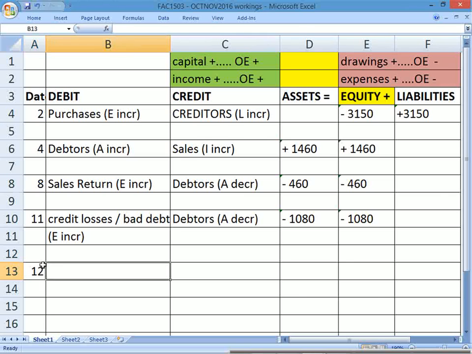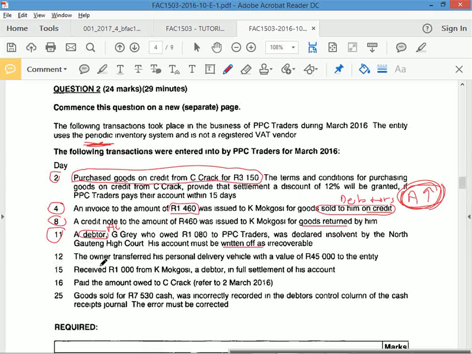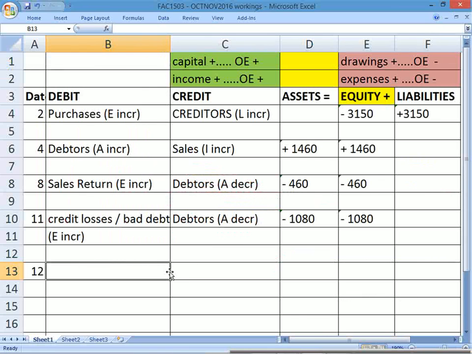Again, apply the interpretation. Interpretation is everything. Number 12 says, the owner transferred his personal delivery vehicle with a value of 45 to the entity. What stands out for you here? Good. Owner giving the business a vehicle. So capital, I'm happy with that. That's an easy one. That's a bonus, right? Why? Because C for capital, C for credit. So without thinking, you can put that there. You don't even have to put capital credit. If you want to, you can. C for capital, C for credit, it's going to go there. Capital affects owner's equity how? Positively. So plus 45,000.